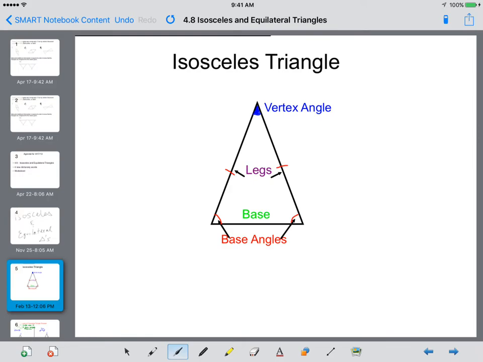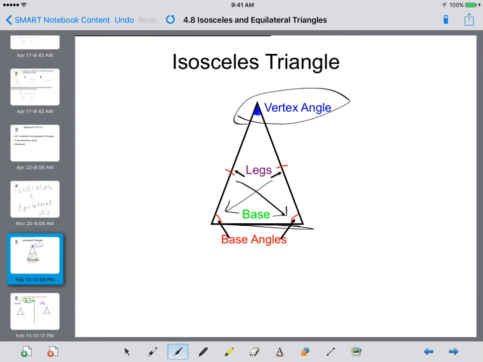An isosceles triangle. If you want to have this diagram, these are some common words that we will use to describe an isosceles triangle, where the legs are the two sides that are congruent, and the base angles are opposite those sides. They're at the base. The base is the only side that isn't congruent to the other two sides, and our vertex angle is the top of an isosceles triangle.